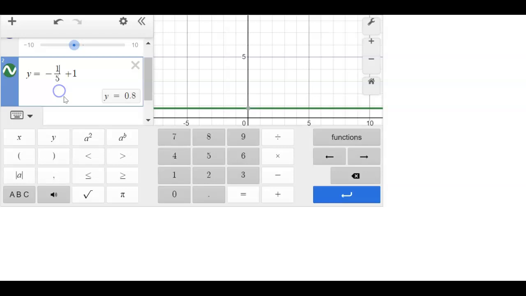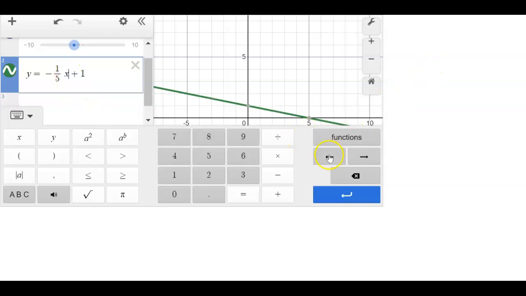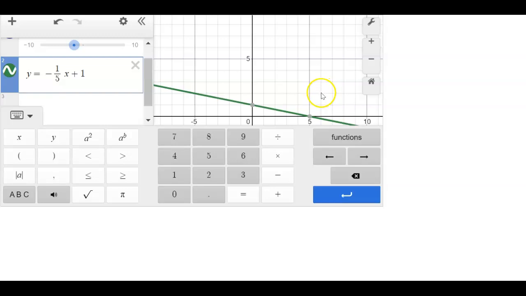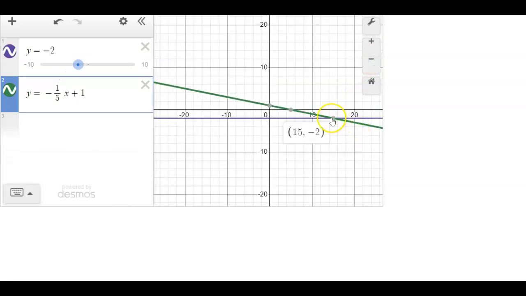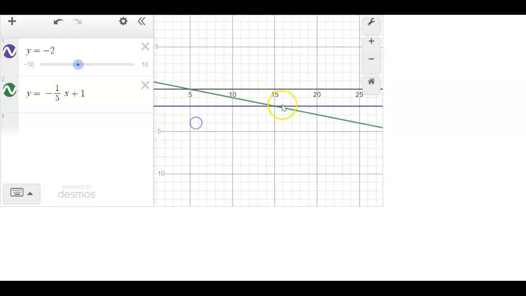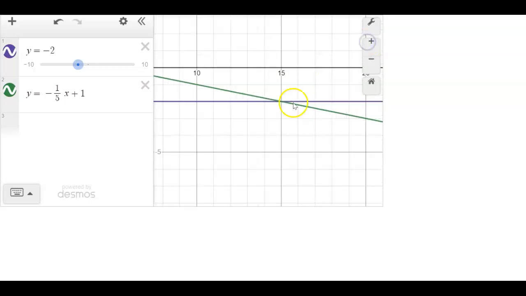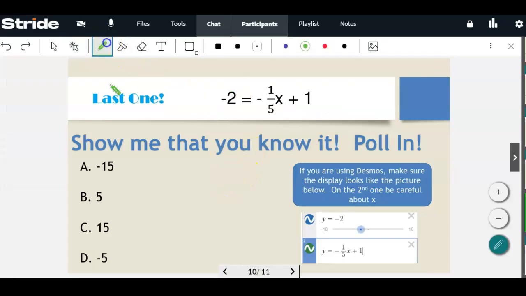Oh, I forgot my x. I was like, what is going on here? Hold on. x. There we go. So you notice when I did that, it was just a straight line. I forgot that x. Just be careful. Don't make that mistake. So let's go see where they cross right here. You have to find exactly where they cross. All right, at 15. So the answer for this is 15. So x is equal to 15 here.